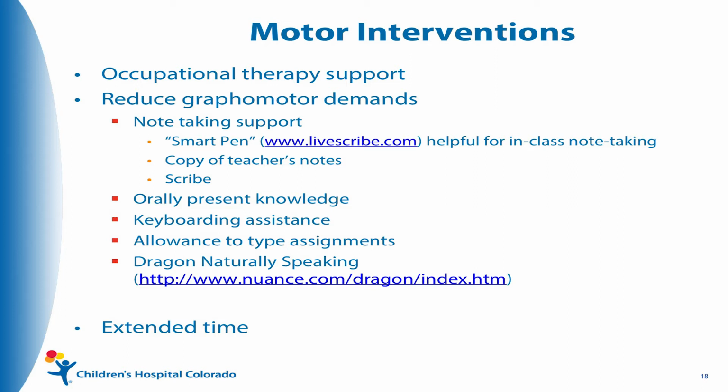We also talk about having a scribe, so as an individual progresses through school and goes into a college setting, or on standardized testing, advocating for someone who can write for them under timed conditions. And there's also a number of technology resources available for kiddos who might have some of those fine motor demands. One would be something like a smart pen that helps with in-class note-taking, and we'll talk about Dragon NaturallySpeaking, which is a dictation software, which can help reduce the motor demands of having to write out an essay.